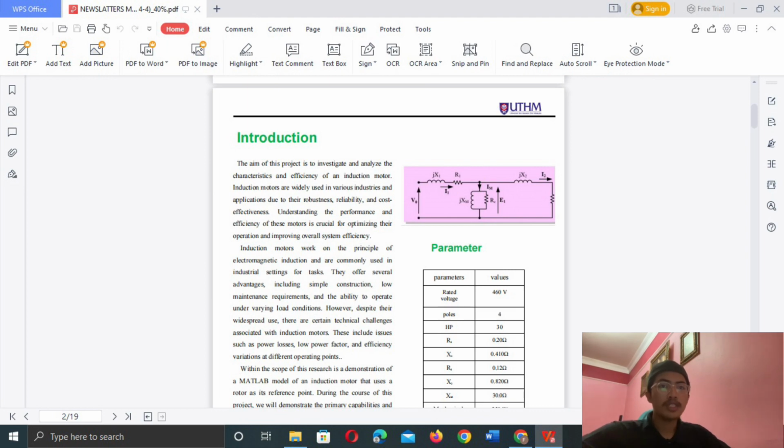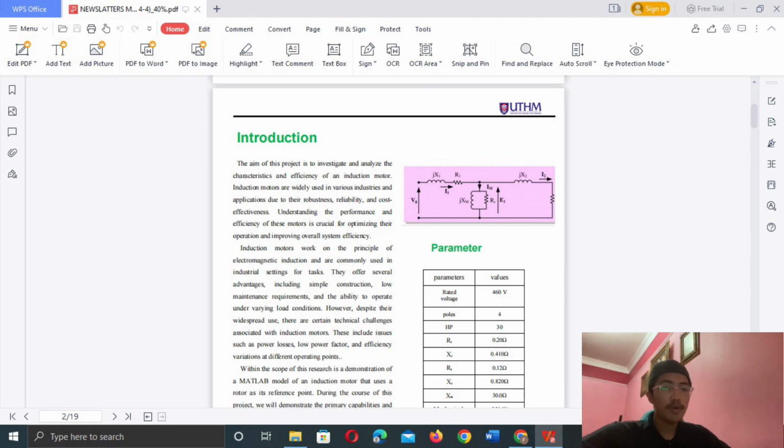The aim of this project is to investigate and analyze the characteristic and efficiency of an induction motor. Induction motors are widely used in various industries and applications due to their robustness, reliability and cost effectiveness. Induction motors work on the principle of electromagnetic induction and are commonly used in industrial settings for tasks.